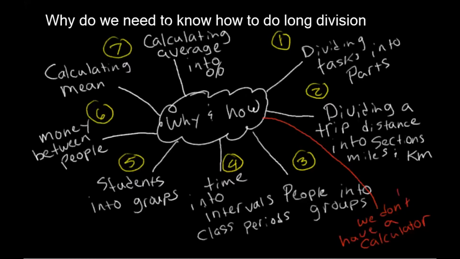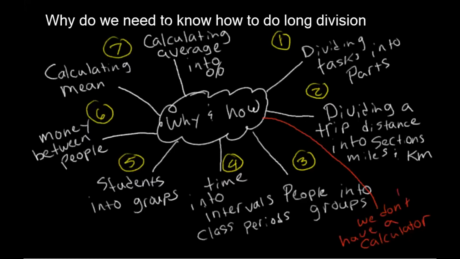Number three, lots of times in class we'll have science experiments and we need to break up the whole class into groups of 2 or 3 or 4. I'll do that and we'll see how many are left over. Number four, time into intervals like class periods. We have a certain amount of minutes per day, and we'll have 7 periods or 6 periods or whatever the number is. We have to do a division problem to figure out how much time there will be for each period and how many minutes we have total in the day.